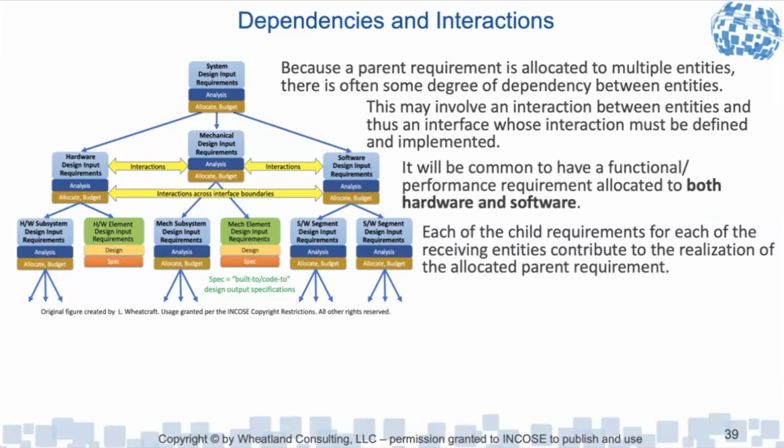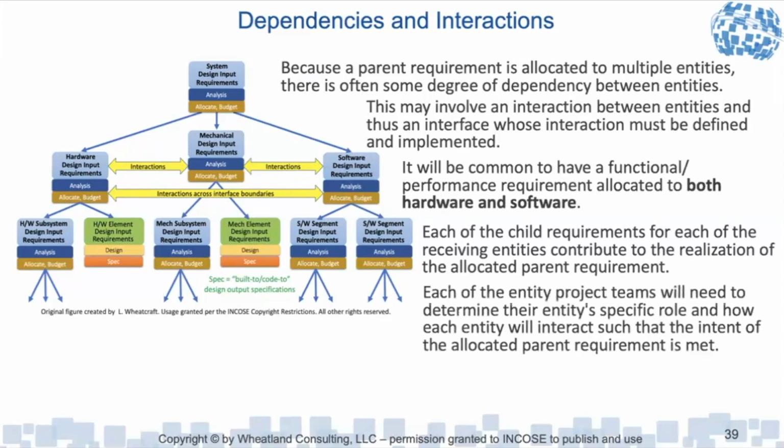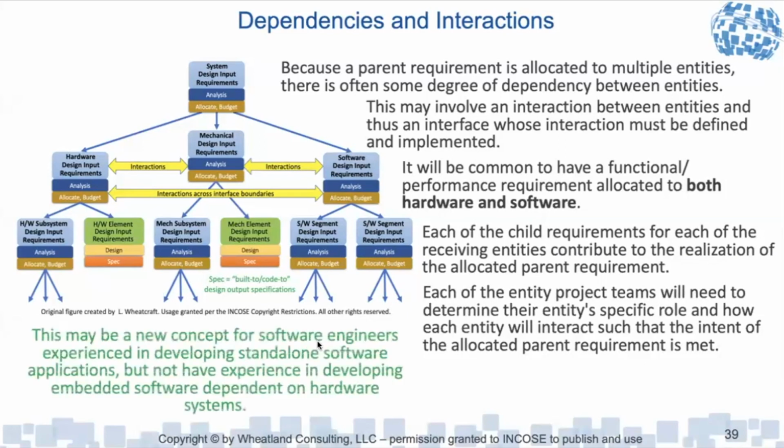It's going to be common to have functional performance requirements allocated to both hardware and software. Now we have the concept of embedded software, different from a standalone software application. Now the software can't work in a world of its own. It has to work closely with the hardware components that it has an interaction with. So each entity project team is going to have to determine how each entity interacts. And like I said, this is a new concept for some software folks that they actually are dependent on the hardware. In a lot of cases, the hardware is actually the enabling system for that software.